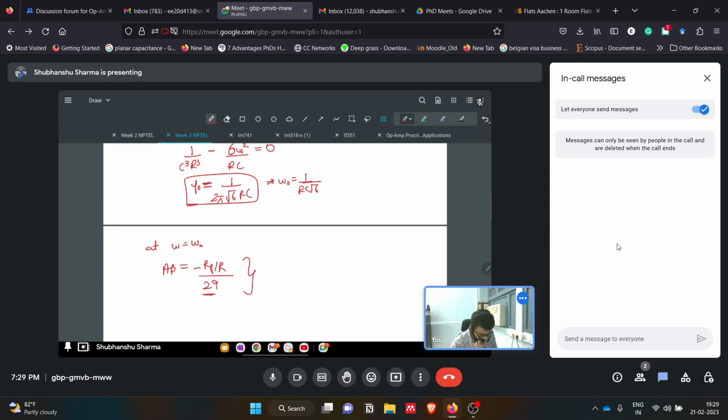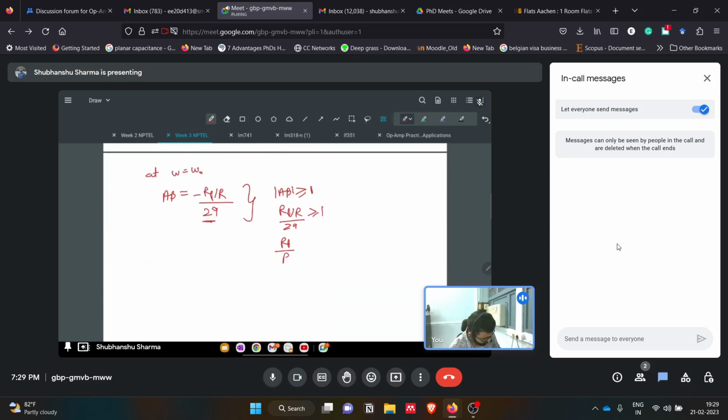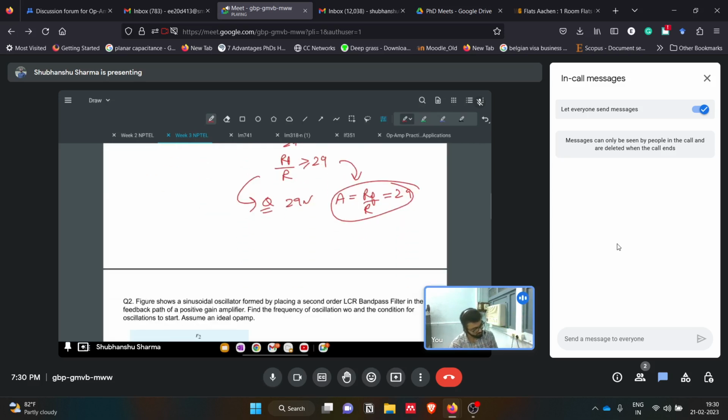For mod of A beta greater than or equal to 1, according to the Barkhausen criteria, we need RF by R by 29 greater than or equal to 1. That means RF by R should be greater than or equal to 29. That's why in the question we use 29 and we use the gain as RF by R. So we take this equal to 29. This is where it came from. You can recall the question which was being solved in the lectures, how this RF by R came, and we solved that. Hopefully this clears your doubt.